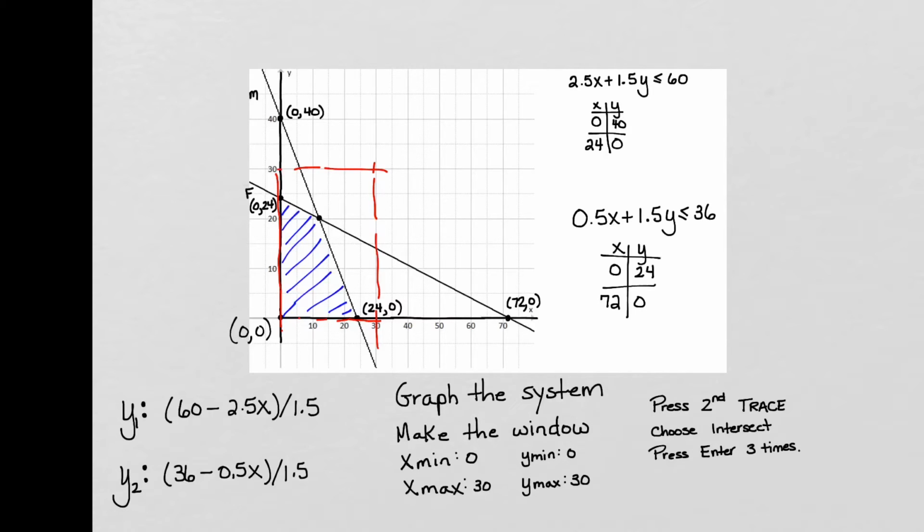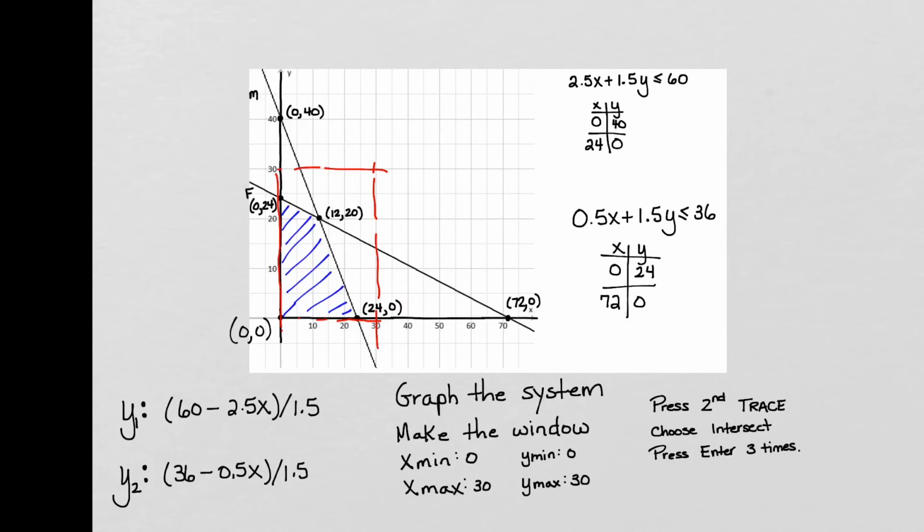Now, once I can see that on the graph, I press second and trace, and that brings me to my calculate menu. Choose intersect and press enter 3 times is really just the quickest way. As long as you only have 2 functions entered in y equals, that's all you need to do, and it will give you your point of intersection. So I get the point 12, 20. So x is 12 and y is 20. And now I'm ready to use my objective function.